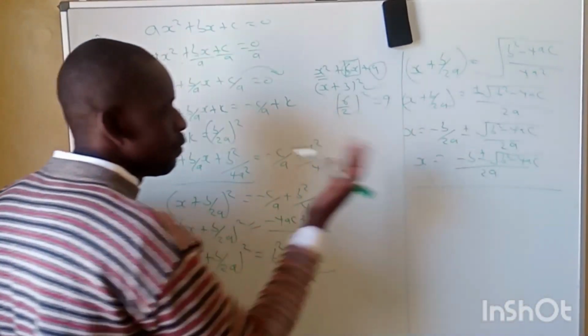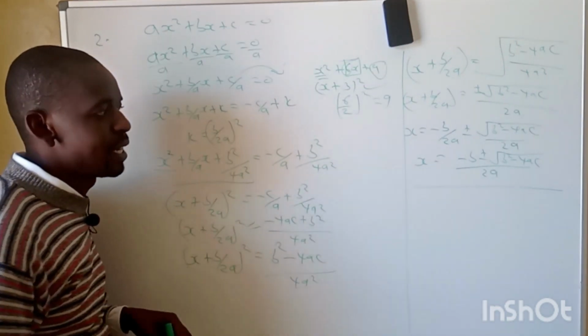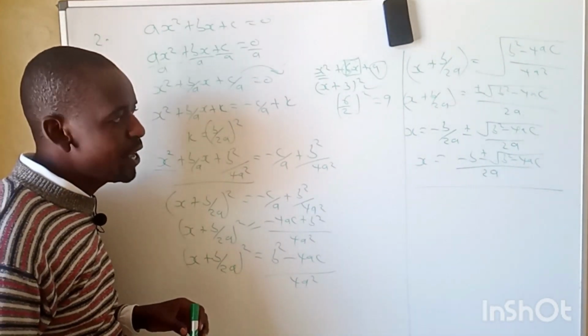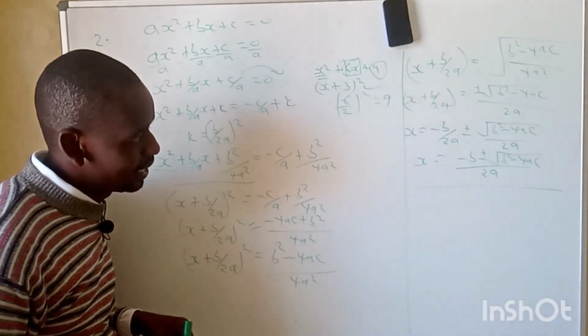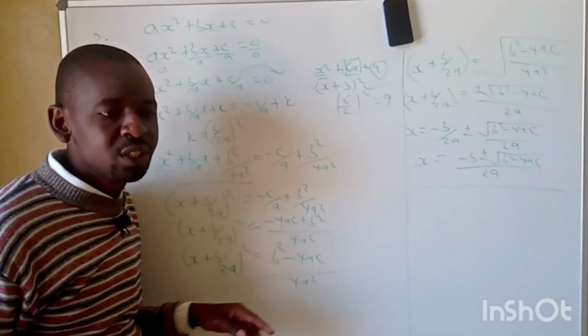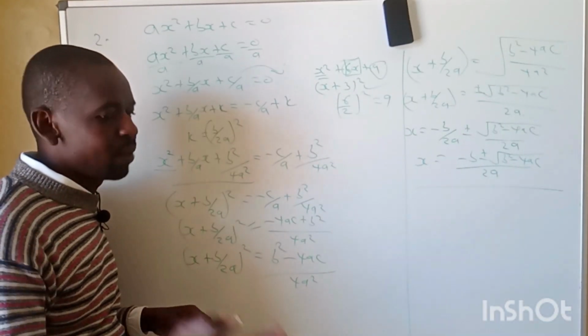And you can see we have proved that x is equal to negative b plus or minus the root of b squared minus 4ac over 2a.